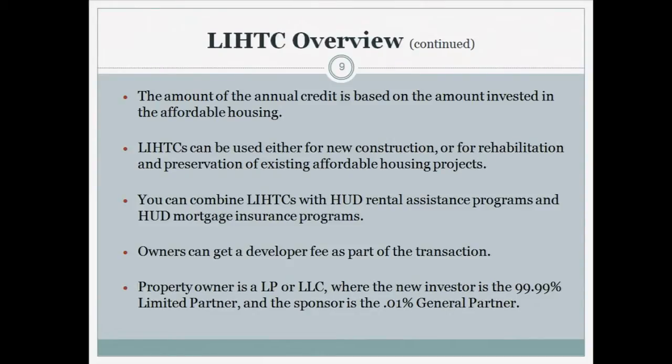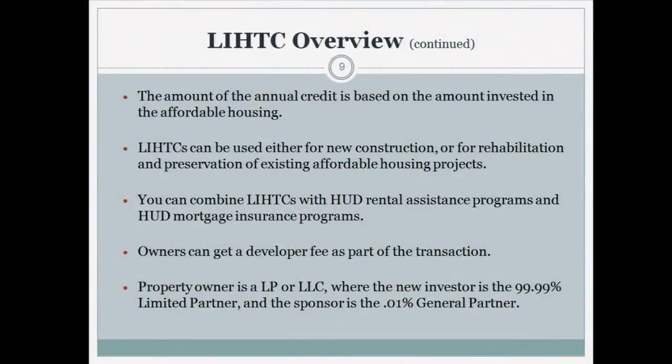Tax credits can be used either for new construction or for the rehabilitation and preservation of existing affordable housing projects. You can combine tax credits with HUD rental assistance programs, and you can also combine it with HUD mortgage insurance programs. As we discussed in the last lesson, you can combine it relatively easily with FHA 221(d)(4) financing, and then through a new pilot program, you will be able to use it with the 223(f) program in certain cities initially and hopefully throughout the country.